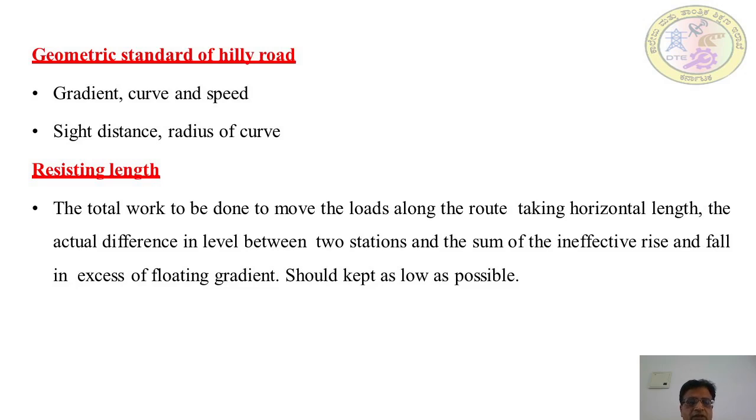Resisting length: the total work to be done to move the loads along the route, taking the horizontal length, the actual difference in level between the two stations, and the sum of ineffective rise and fall in excess of floating gradient. It should be kept as minimum as possible.